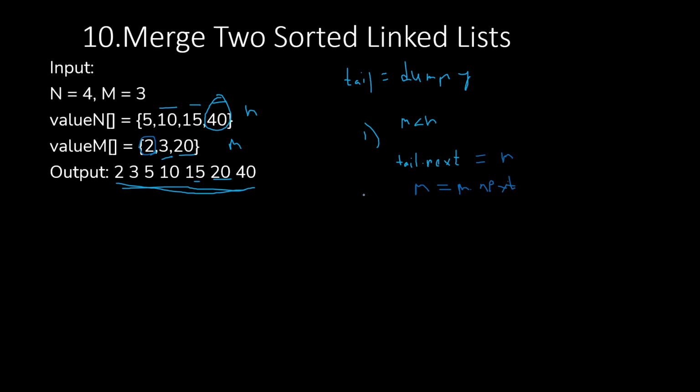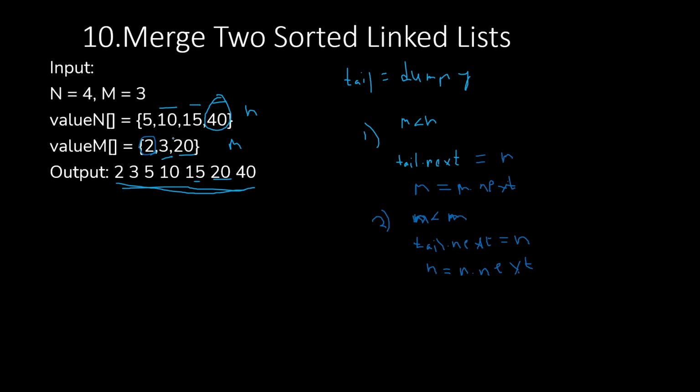The second case is the if and else case. This is the if case, if m is smaller than n. In the else case, n will be smaller than m. This is the opposite case of the first one. This is a similar case, but the only difference is we use the n value here. The tail dot next becomes n, and n is reinitialized by n equals n dot next, if the n value is smaller than m.